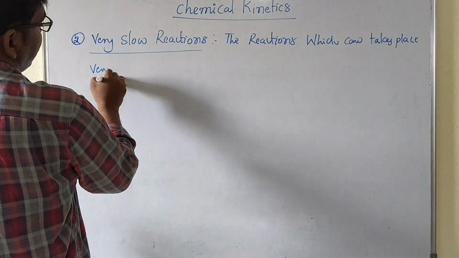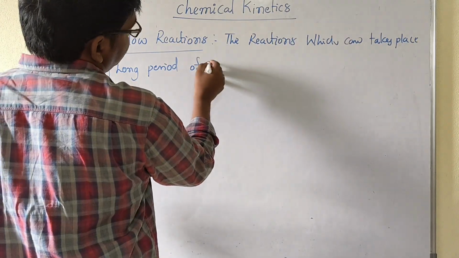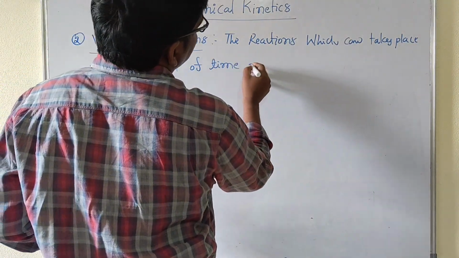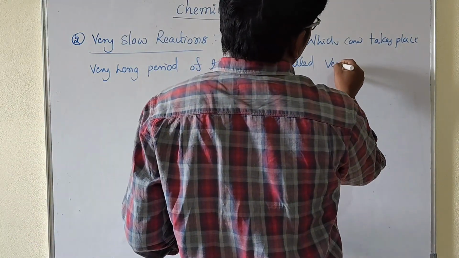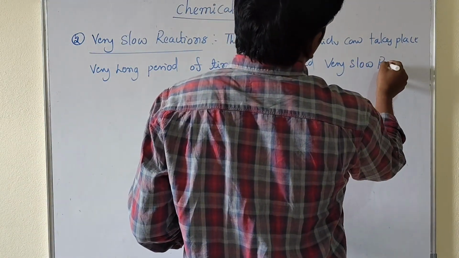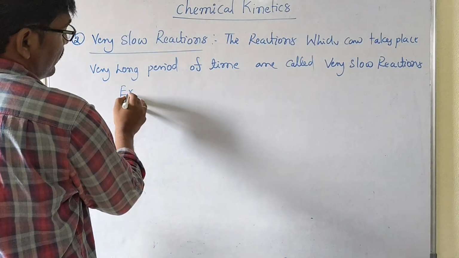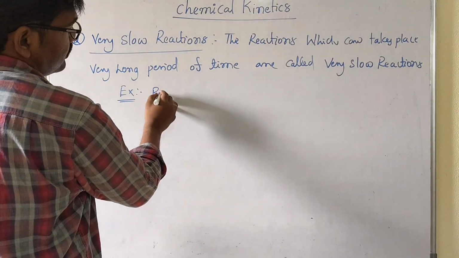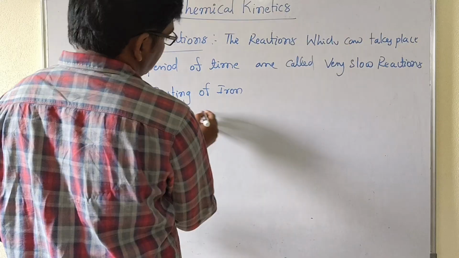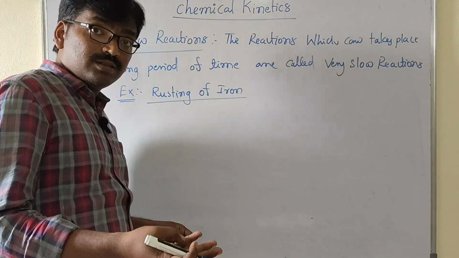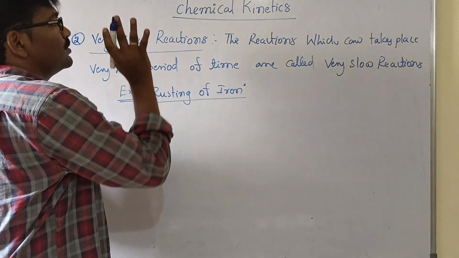Very long period of time are called very slow reactions. Examples for the very slow reactions are rusting of iron. Iron rust will take months or years also. So rusting of iron is one of the best examples for very slow reactions.